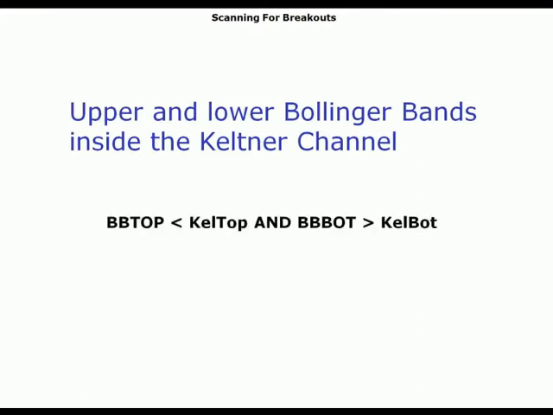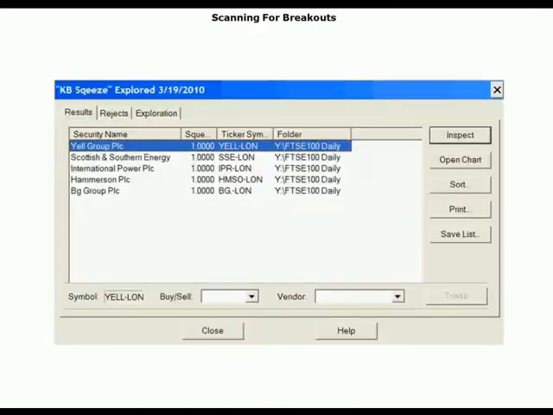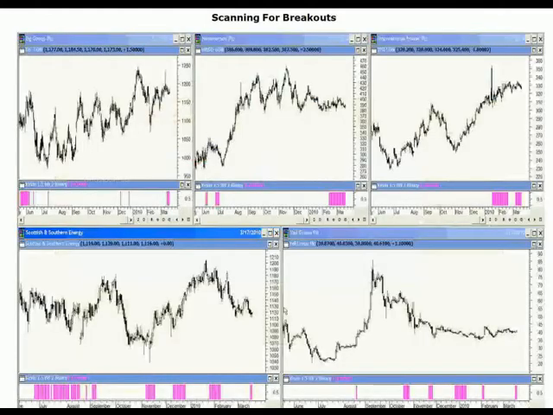The MetaStock formula for doing this exploration, as it's called, is the Bollinger Band top lower than the Keltner top, and the Bollinger Band bottom band greater than the bottom band of the Keltner channel. I've scanned the FTSE 100 index on this occasion, and we've got 5 candidates who have popped out here. Funnily enough, or not funnily enough, Scottish and Southern Energy, one of the stocks that we've been looking at, is one of the candidates.